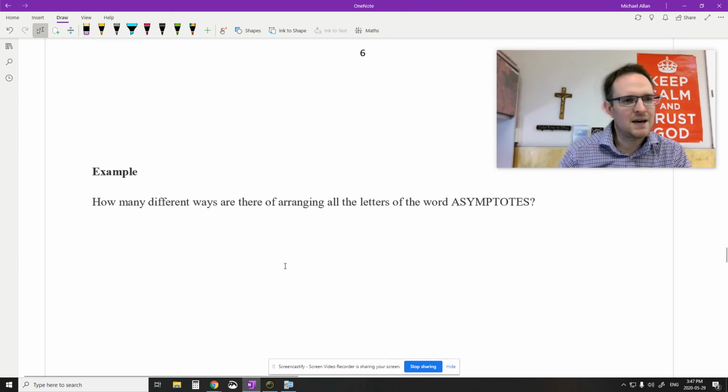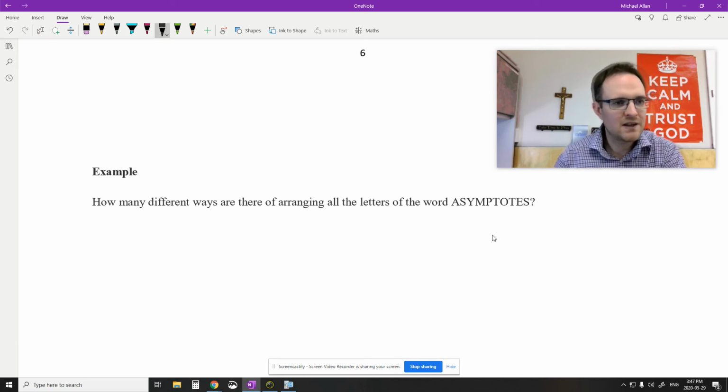So here's an example. So here's the word asymptote, right? There's some repeated letters in here. You have T being repeated a couple of times. S is repeated a couple of times. So how many letters, first of all? 1, 2, 3, 4, 5, 6, 7, 8, 9, 10. So there's 10 letters. So there's 10 factorial ways of rearranging all of those letters, right?